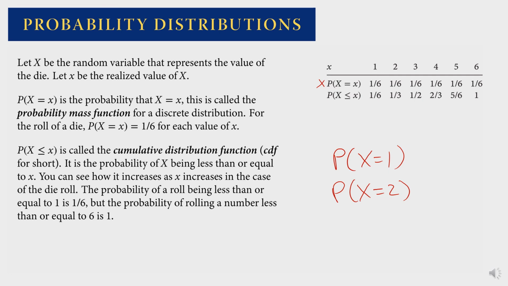And the second row is listing the cumulative distribution function. This is the probability that X is less than or equal to the number. For example, the probability that X is less than or equal to 3 is the probability that the die comes up 1, 2, or 3, which is 1/2.